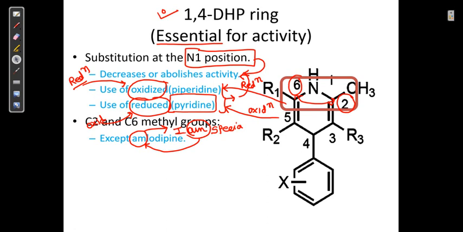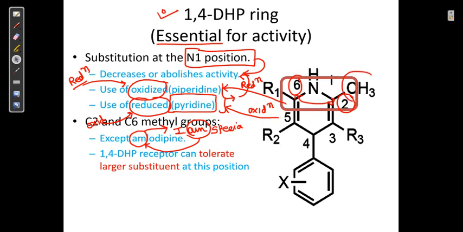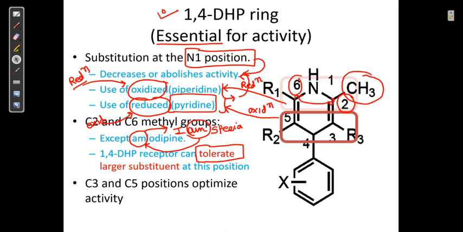Then let us go ahead. The 1,4-DHP receptor can tolerate a larger substituent at this position. So it indicates that if you keep a larger substituent here, the receptor can tolerate it. After that we have the C3 and C5 positions. They need similar treatment to the 2 and 6 positions. I told you that the mirror image of the 3 is like this. So we come to the conclusion that it is available in the form of an acetyl group.